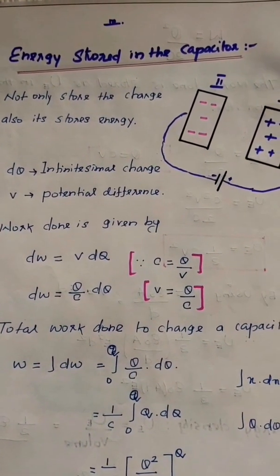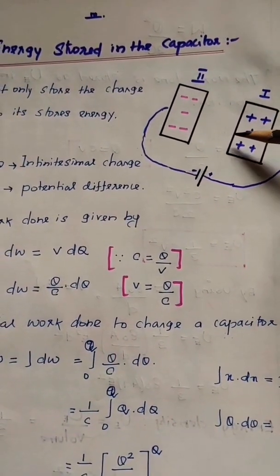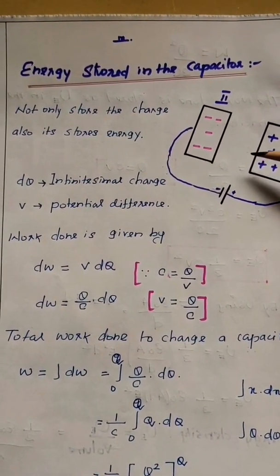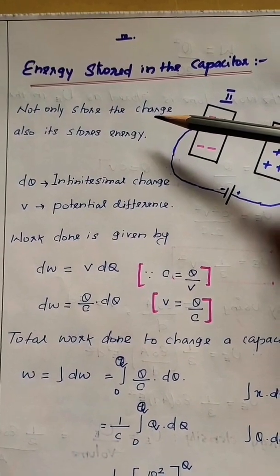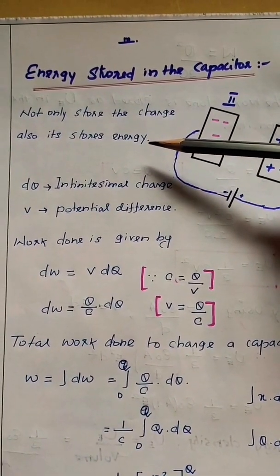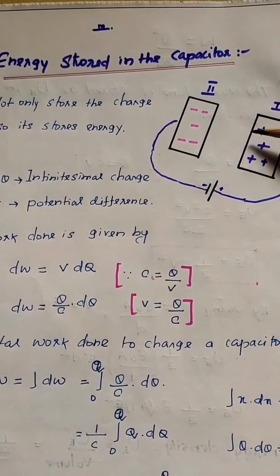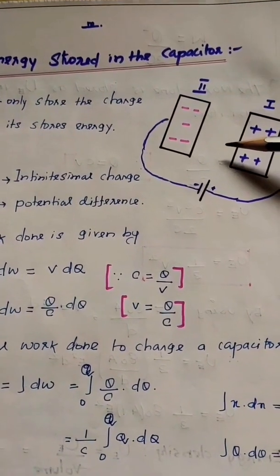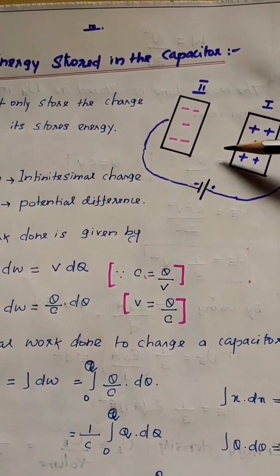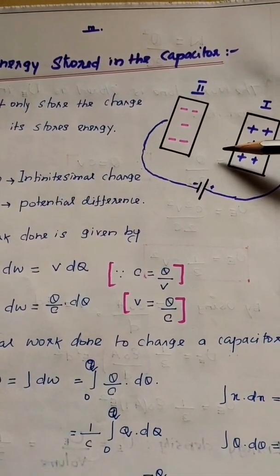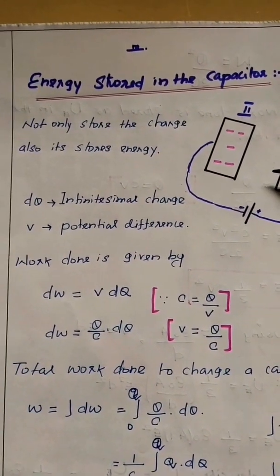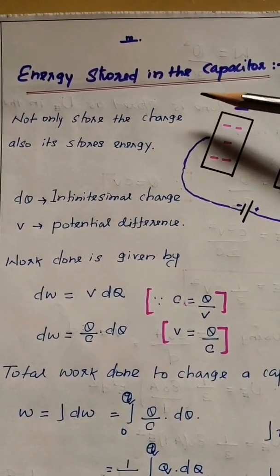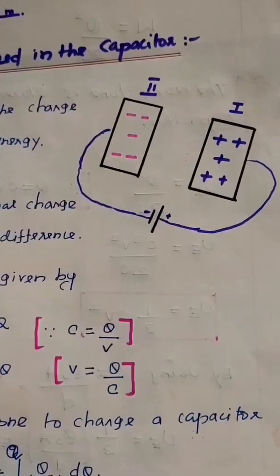Okay, good. We already know that a capacitor is a device used to store electric charge, and not only charge, it also stores energy. Capacitors are widely used in many electronic devices and circuits and have applications in many areas of science and technology. Today we are going to see the topic of energy stored in a capacitor.